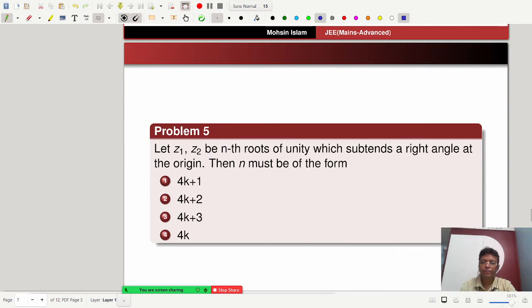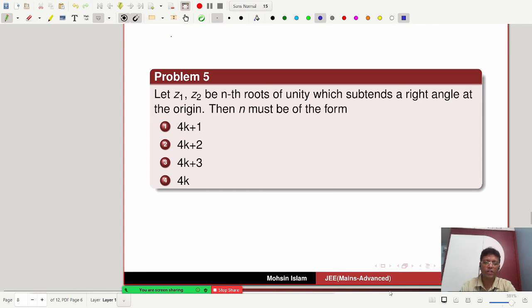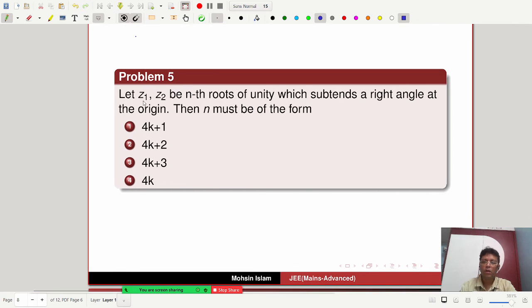Next problem. Z1 and Z2 be the nth roots of unity which subtend a right angle at the origin, then n must be of the form. What is the form of n? 4k plus 1, 4k plus 2, 4k plus 3, or 4k. That we have to find out.